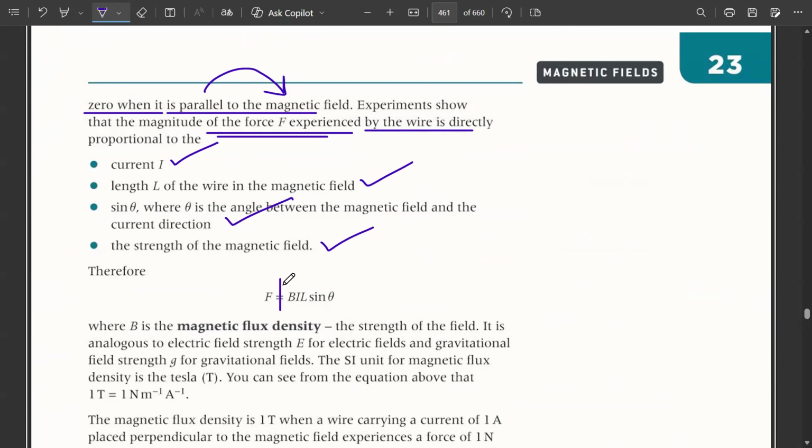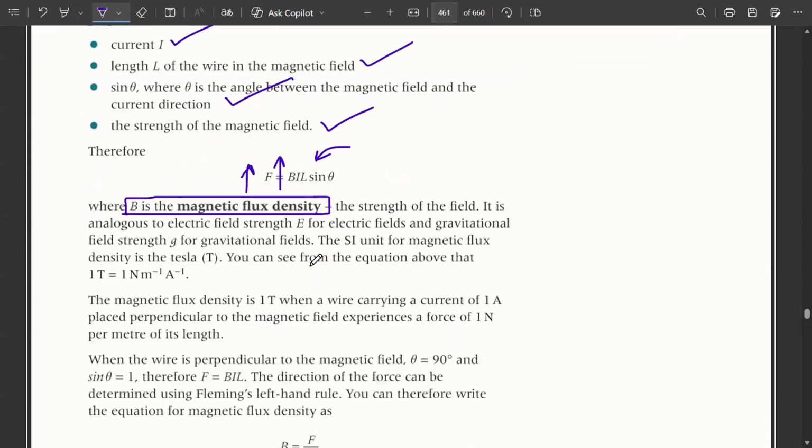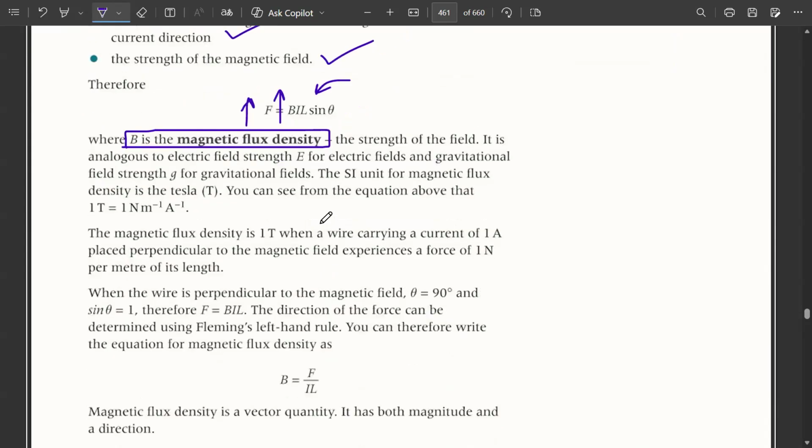When we have a greater magnetic field strength, greater magnetic flux density, greater will be the force. B represents what? The magnetic flux density. And this is the formula that we have: F = BIL sin θ. Got it? B represents the strength of the field, magnetic field strength, magnetic flux density, whatever you want to call it, which is analogous to the electric field strength. Magnetic flux density B, what is B measured in? Tesla. B is measured in Tesla.